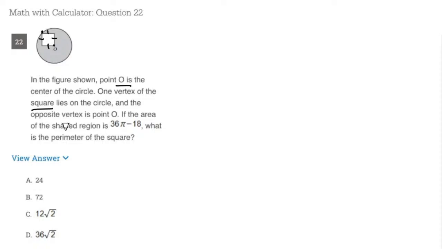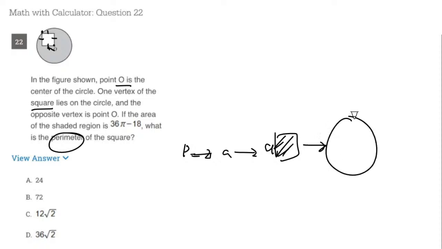The area of the shaded region, so I have the area of this all black place. Shaded region, what is the perimeter of the square? Okay, perimeter. You see, you go back from perimeter. Perimeter, I need to find the length of it, like a, right? I can find a, just easy. So there's an area, so I need to find the area of the square, right? So how do I do that? I also need to find the area of the circle, etc.